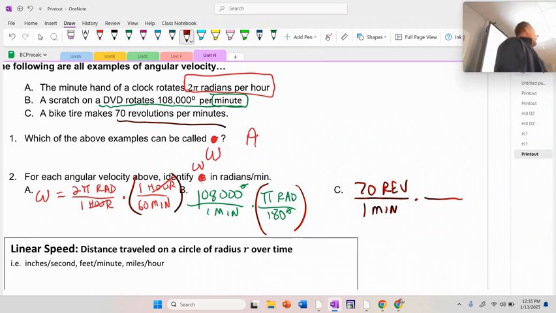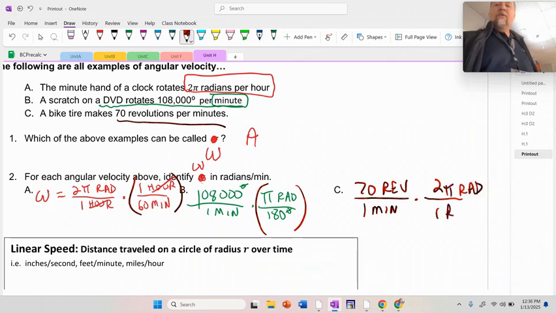In a rotation, sorry. 2 pi. Where does it go? Top or bottom? Top, because it's 2 pi rads per 1 revolution. Got it? And then you can press all the buttons and press enter.